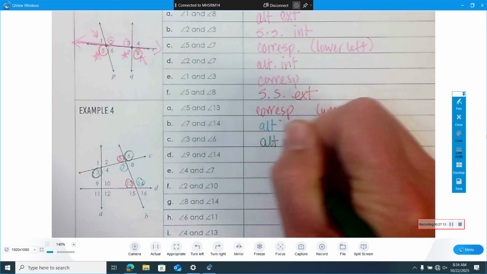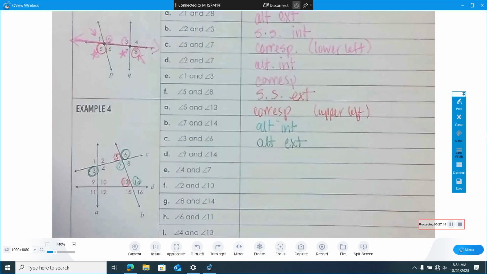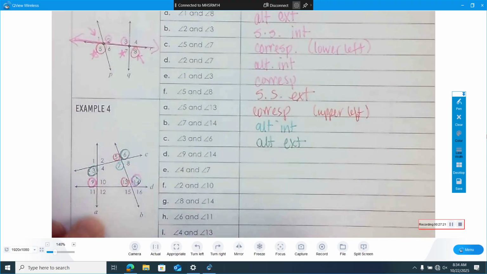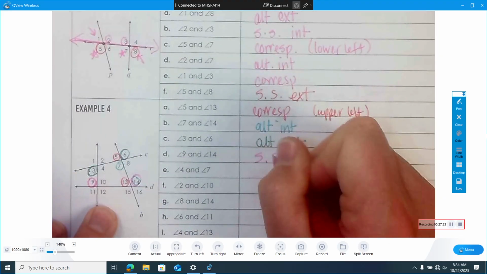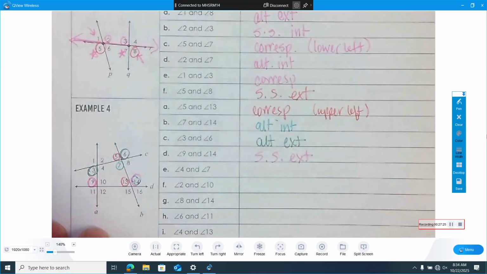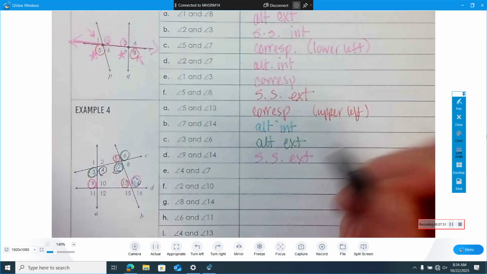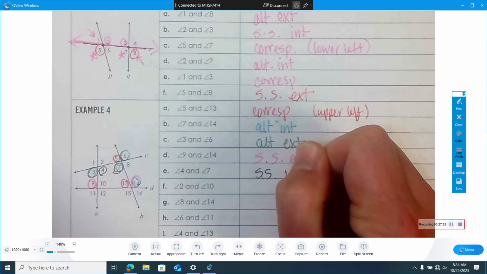Alternate exterior. Good. All right, 9 and 14. So here they're the same side? Yeah, 9 and 14. Same side, same side exterior. Very good. And then 4 and 7. Same side interior. Very good.